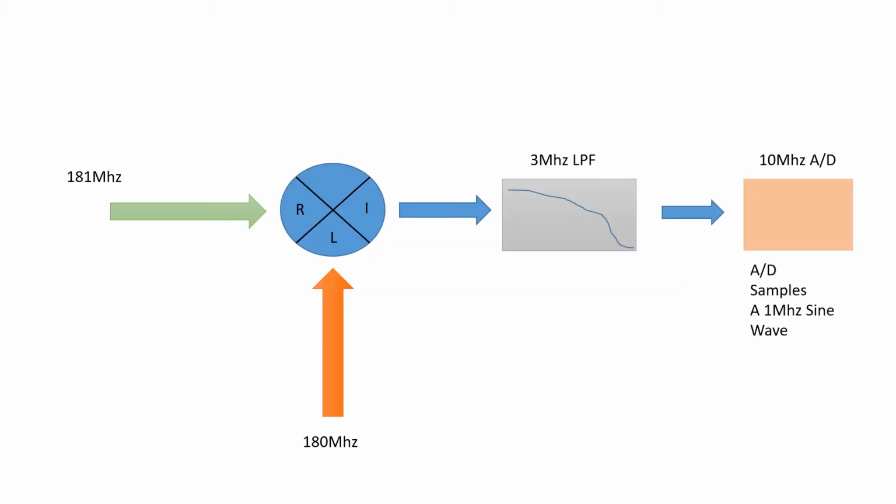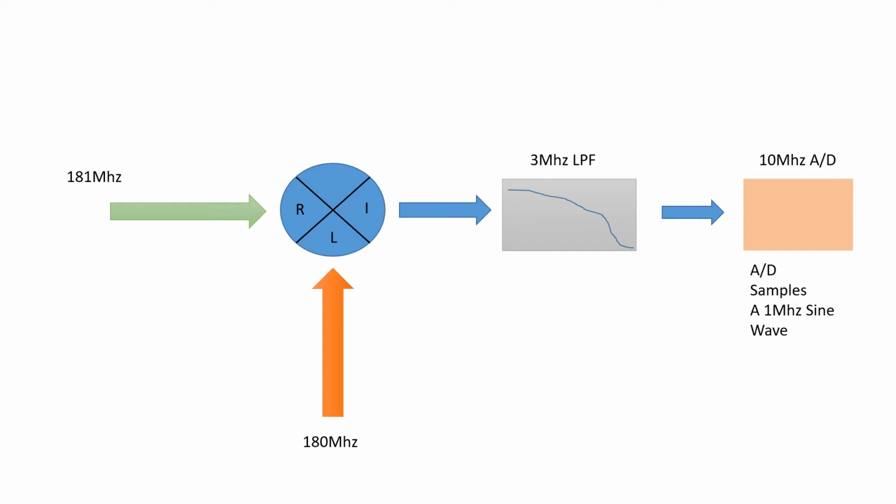So let's get into a motivation for it, or why we would want an IQ demodulator. Let's take our example here. We have a local oscillator at 180 megahertz. We have an incoming signal at 181. This is going through a mixer. For our purposes, let's just say it's an ideal multiplier such that the product's only going to be the sum and difference of these two guys.